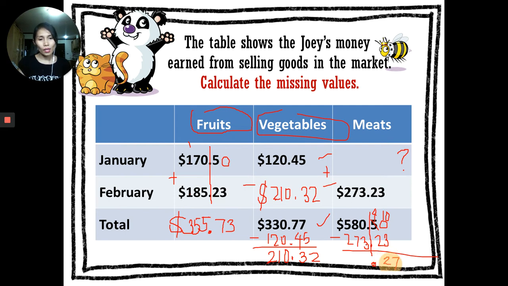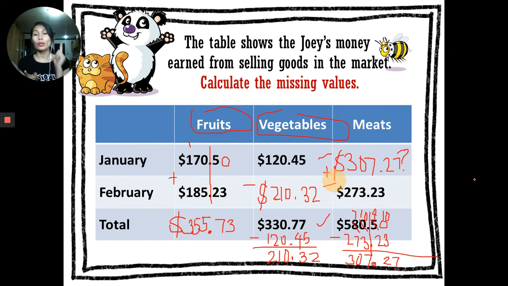Now 0 minus 3 again, we cannot subtract. So we will borrow again from 8. 8 becomes 7. 0 becomes 10. We borrowed 10. 10 minus 3 is 7. 7 minus 7 is 0. 5 minus 2 is 3. So that means for January, the earnings is 307 and 27 hundredths. Okay, dollars. So that's it.